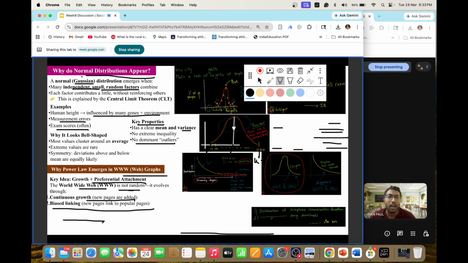The curve that we get is a bell shaped curve. Extreme values are rare, and there is symmetry: deviations above and below the mean are equally likely. Okay, so this is normal distribution.